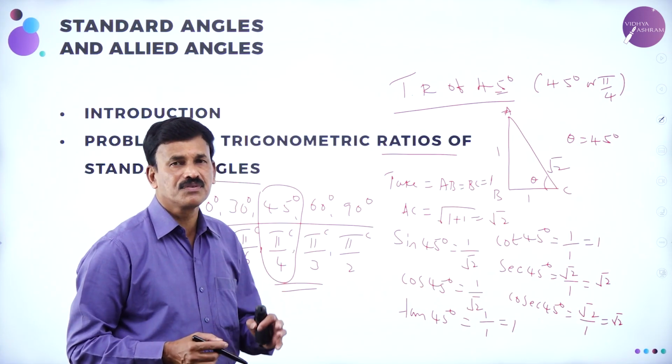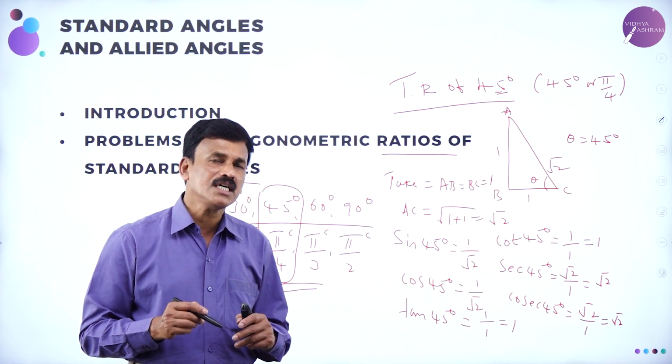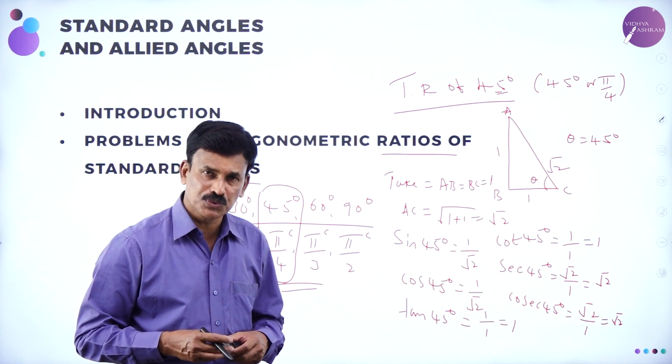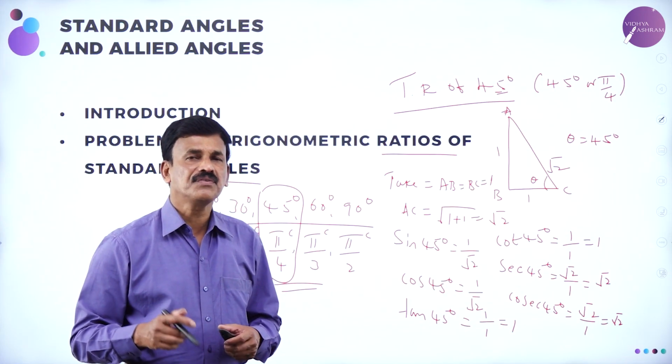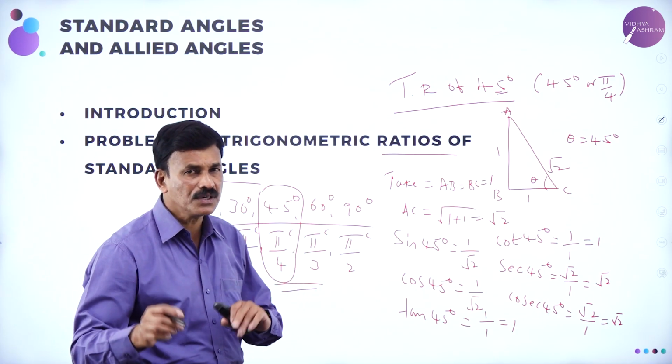So if you observe carefully, here sin and cos are equal, tan and cot are equal, and secant and cosecant are equal. Sin 45 and cos 45 are 1 by root 2. Tan 45 and cot 45 are 1. Secant 45 and cosecant 45 are equal to root 2. This is possible only for 45 degrees.